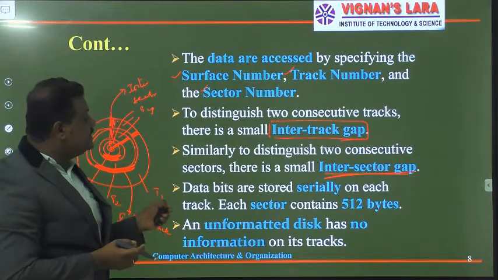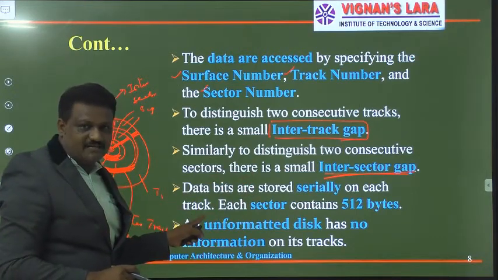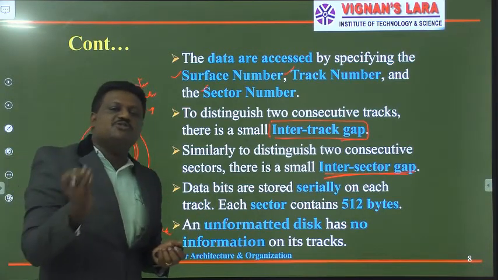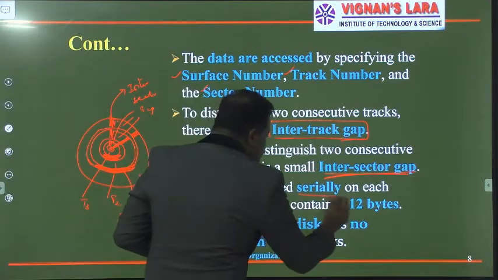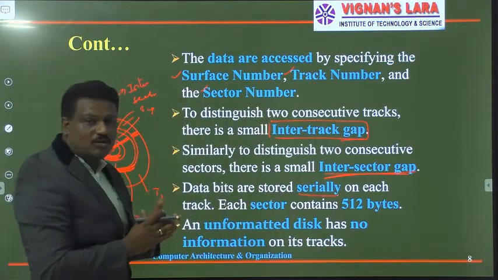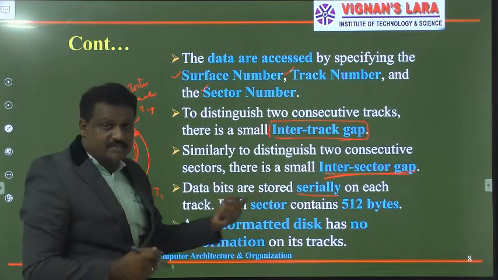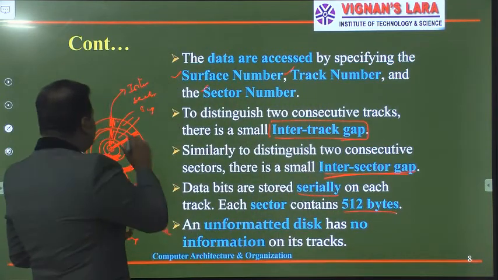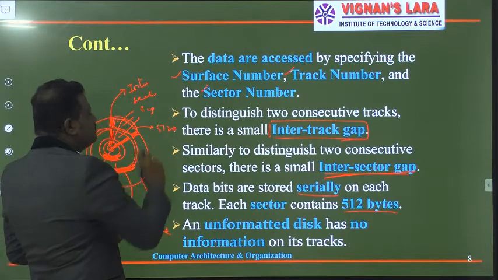Next, the data bits are stored serially on each track. So how are we storing our data? The data is stored on tracks in serial fashion. Serially, the data is stored on the surface of your disk. Each sector contains 512 bytes. Generally, each sector, how many? You can assume one sector can hold a total of 512 bytes.